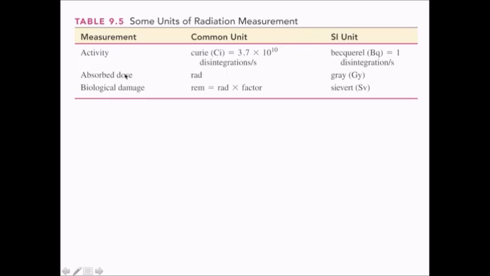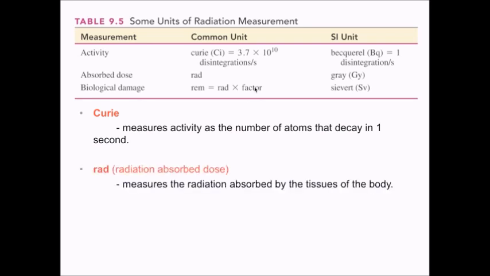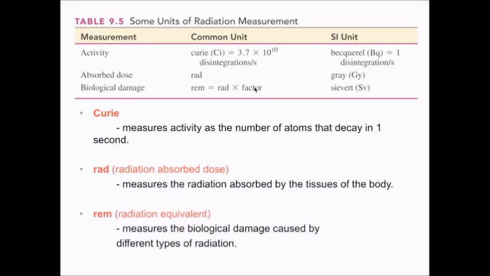And then we have 2 units for measuring damage to us. One is called a rad, which means radiation absorbed dose. And the other one is for measuring biological damage, which is a rem, which is radiation equivalent to man. And that's calculated by taking the rads and multiplying it by a factor that's based on the type of radiation that you're exposed to. So we have Curies and rads, and we have rems.